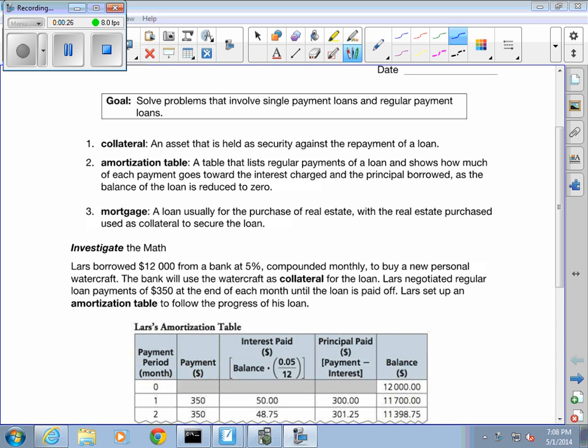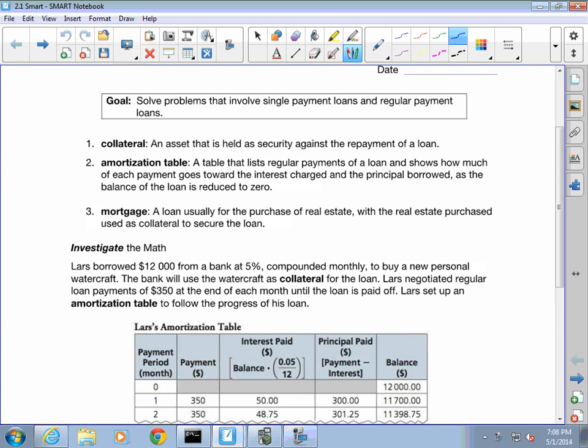So collateral is any asset that is held as security against the repayment of a loan. So when you borrow loans, especially larger loans, they take a look at what your assets are. So things like a car, a house, any larger belongings. Those are all assets that they can use so that if for whatever reason you don't pay your loan back, then they can use that as collateral and say, okay, so your house is worth $100,000, you owe us 80, so you're gonna sell us your house and here's 20,000 back. That's not really the way it works, but it's close.